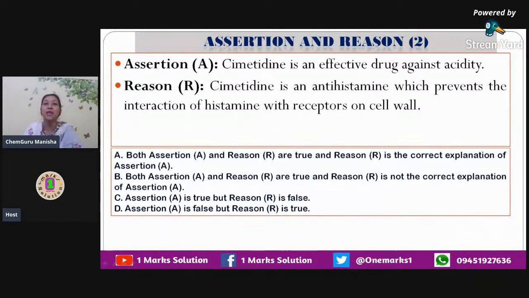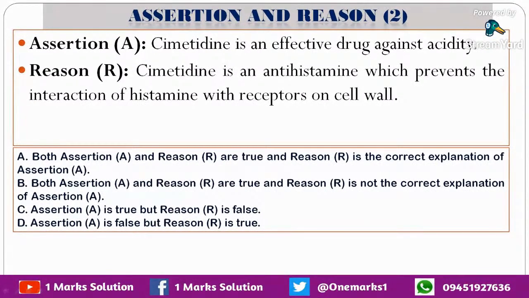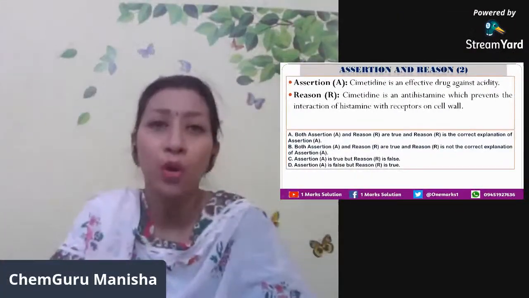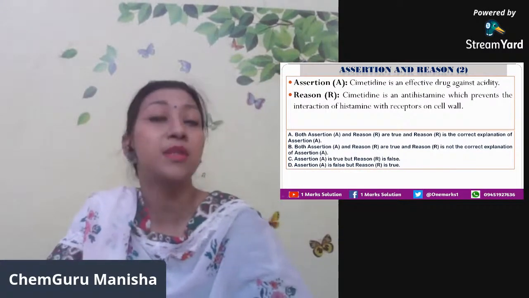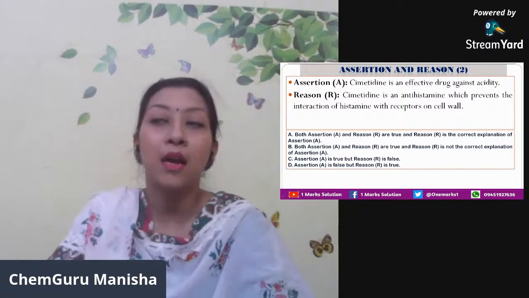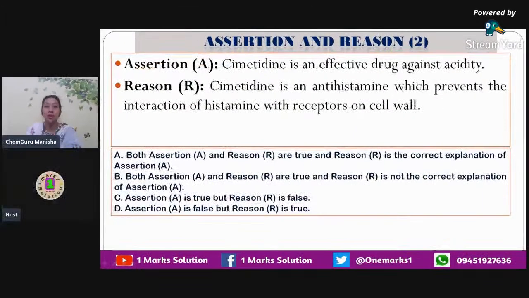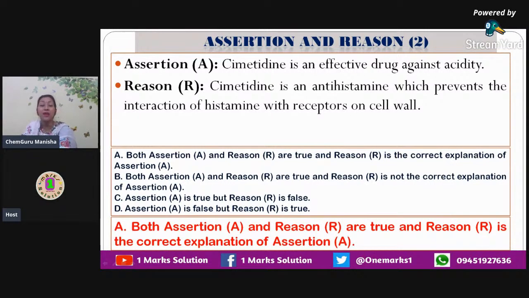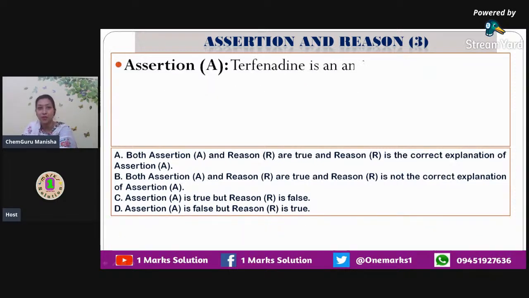The second statement that we have is: cimetidine is an effective drug against acidity, which is true. If you have Digene or Pudin Hara at home, you can see the word cimetidine written somewhere in the ingredients. The reason says cimetidine is an antihistamine which prevents the interaction of histamine with receptors on the cell wall. Basically, histamines are those areas where allergy is being caused, so antihistamines are also called anti-allergy drugs. Wherever acidity is increasing, the cimetidine attacks that particular area because the levels are increasing, and as a result it has an effect. So assertion and reason both are true, and the reason is the correct explanation of the assertion as well.